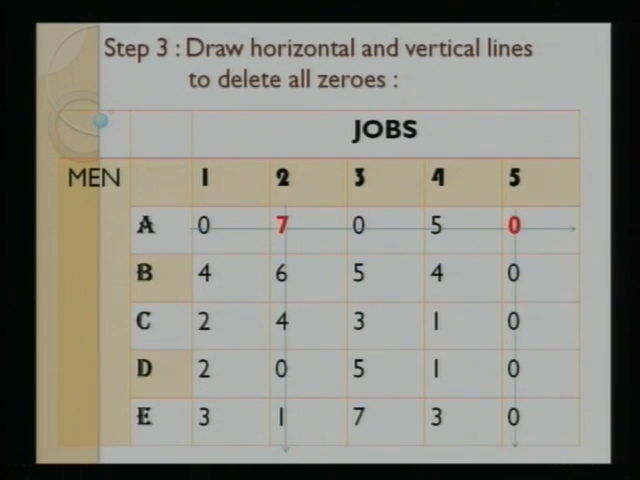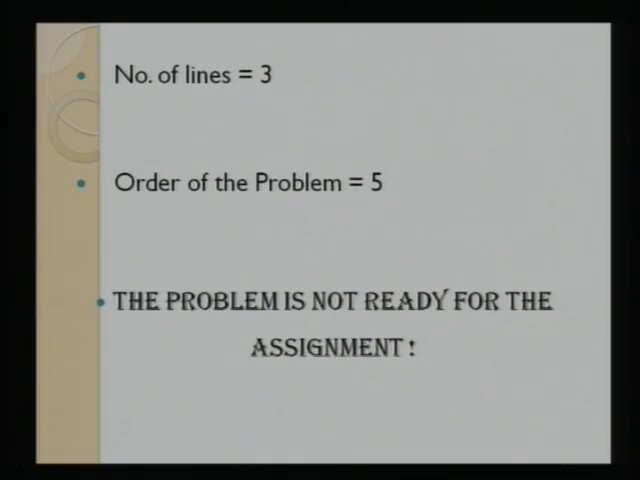okay, we could see that there were many zeros in our table. So we tried to cover our zeros by horizontal and vertical lines. We should take care that minimum number of lines are required. So by doing that, we can see that only 3 lines were required. So that was not good news actually. If you go to the next slide, it is reflected that number of lines were only 3, but the order of the problem was 5. So we could see that the problem is not ready for the assignment.